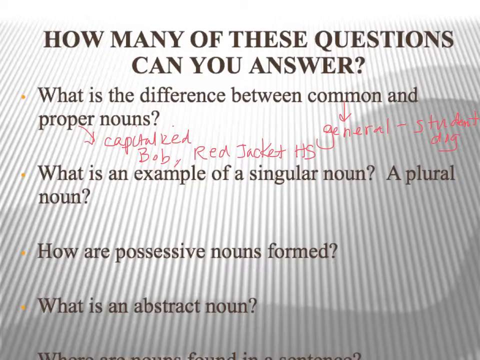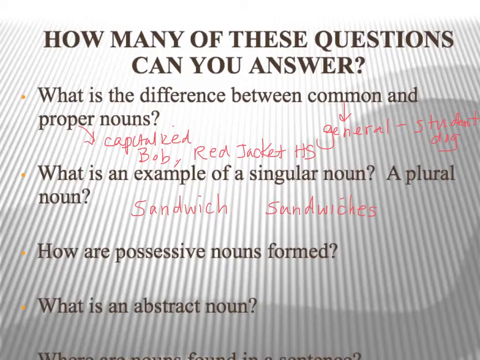What is an example of a singular noun and a plural noun? We should know the difference by now between singular and plural words. So singular always refers to one. So we could have sandwich. But what if I want 2 sandwiches? This is what we would mean by plural.